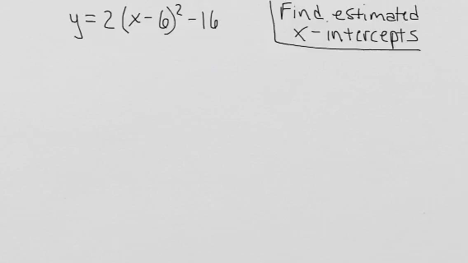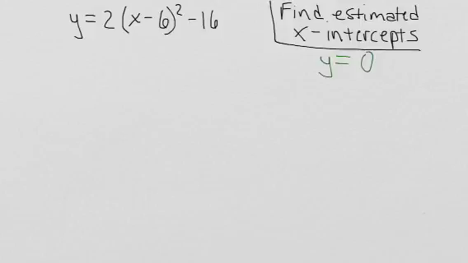Alright, next situation. We want to find estimated x-intercepts here. Again, x-intercepts are when y equals 0. So notice how I've set up situations where we wanted roots, zeros, and now x-intercepts all ask for the same thing, a y of 0. This one's going to be estimated, so when we square root this, we're actually going to use a rounded decimal.